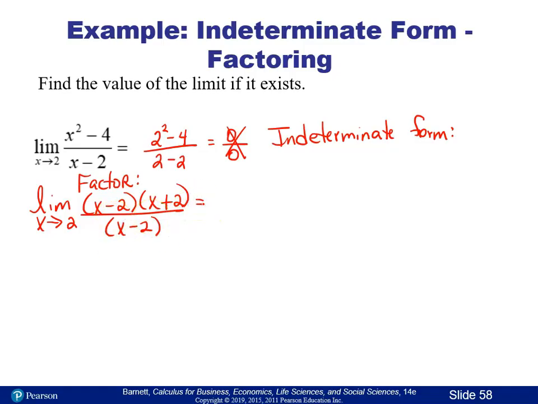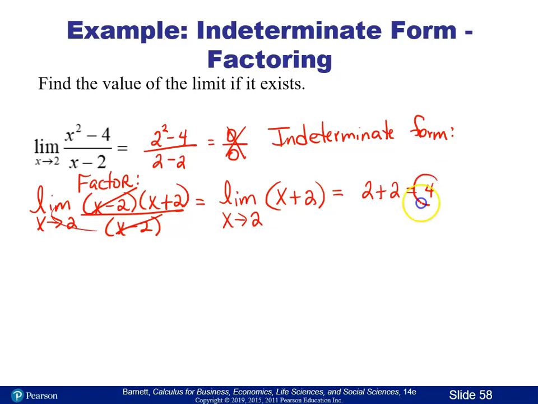Okay, so now what we see is that we have a common factor, and that'll happen a lot of times. So we're going to take out those common factors. And so now all of this is equal to the limit of just the x plus 2. Okay, so take out the part that canceled out. So when I plug in the 2, now I'm going to have 2 plus 2 is going to give me 4, and 4 is my limit.